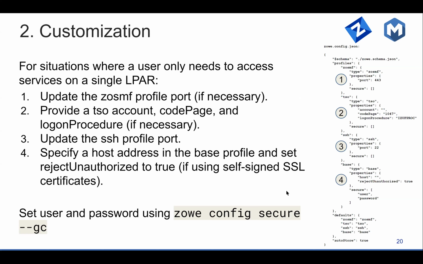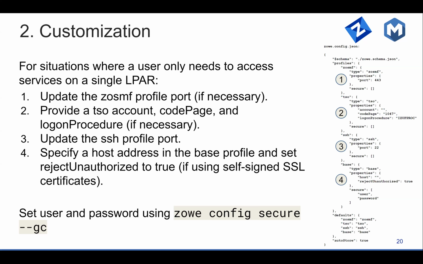So moving on to customization. For this demonstration, I'll assume that we're only connecting to a single LPAR or a single system at a single host address. I'll talk about how to build a team config for multiple systems in a later slide. But so here we are, we've run the Zowe config init command. We're looking at this team config. What do I do now?